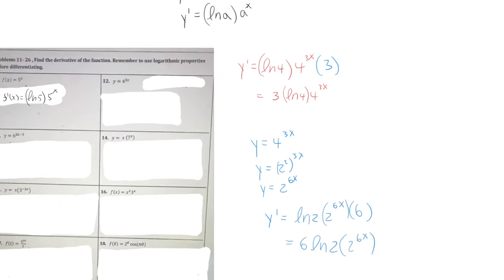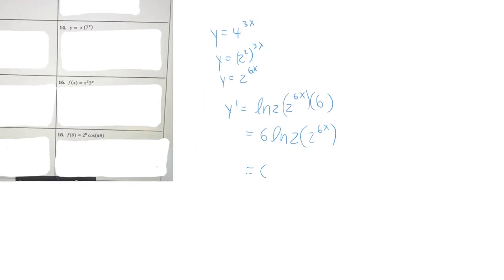Now, let's be very meticulous here. It is the case that 2 to the 6x could be rewritten as 2 to the 6th raised to the x. Now, 2 to the 6 is 64. So really it's just this, times 64 raised to the x. So that's the final answer that my teacher gave.